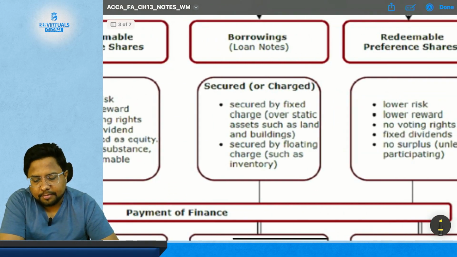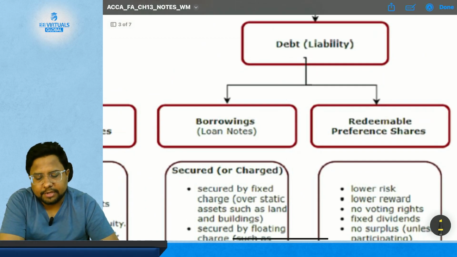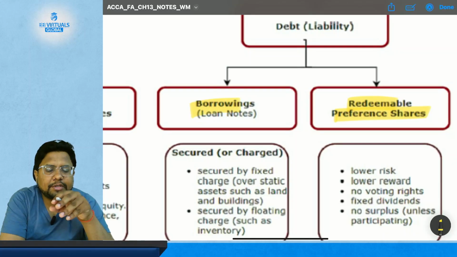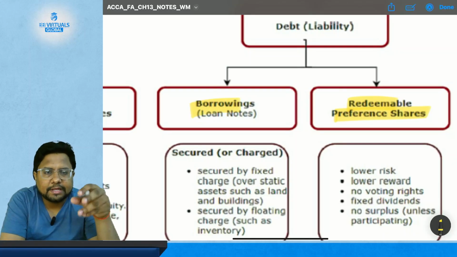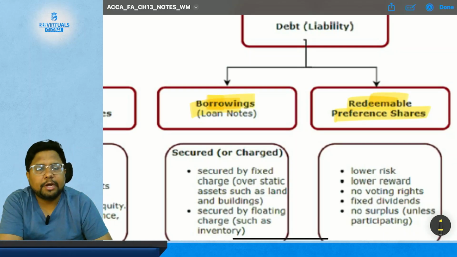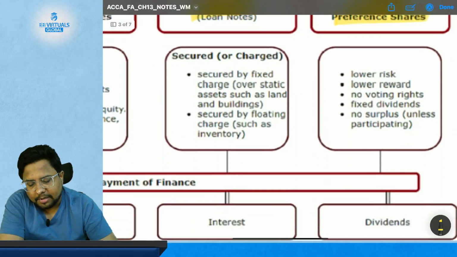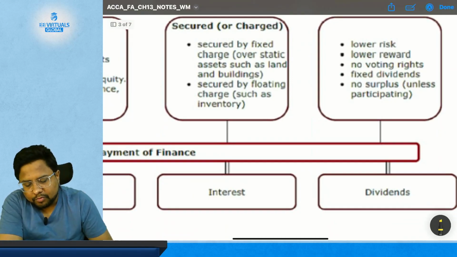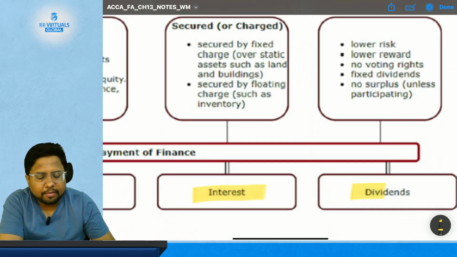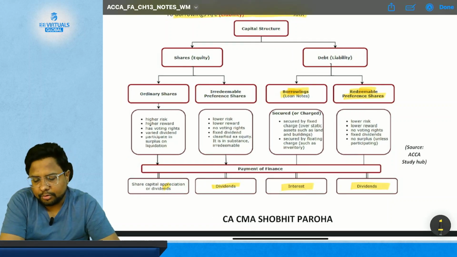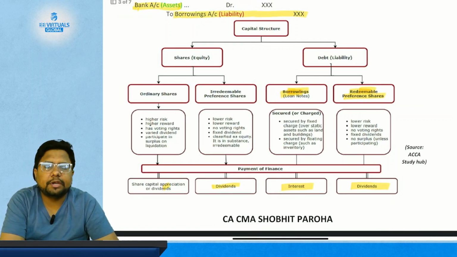Then we have debts: borrowing and redeemable preference shares, because redeemable preference shares are going to be redeemed, hence treated as liability. Borrowings and redeemable preference shares are treated as liabilities, and the borrowing will get interest and redeemable preference shares will get dividend. Okay, so this is the chart which you can refer to. If you want to read it, you can pause the screen and take a screenshot.